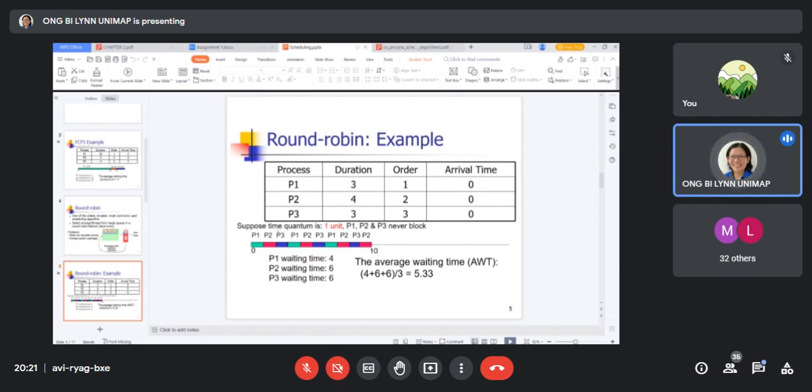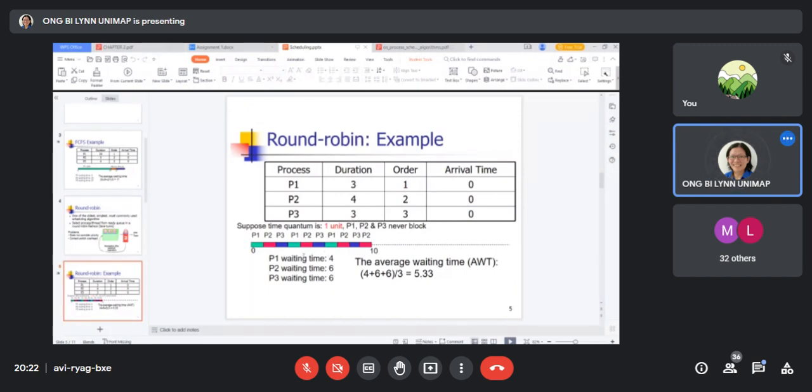All right. So you see, P1 comes in first, which is in green color, followed by P2, which is in red color, and followed by P3, which is in blue color. After this, you will go back into the queue, P1, P2, P3. After this, P1 has finished. P2, you have another 1 unit, so you have red color. And P3 has finished as well.